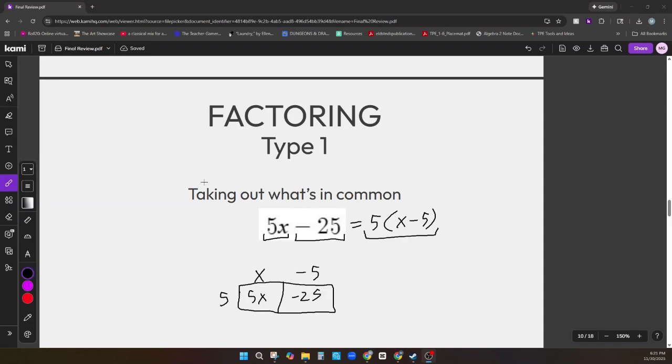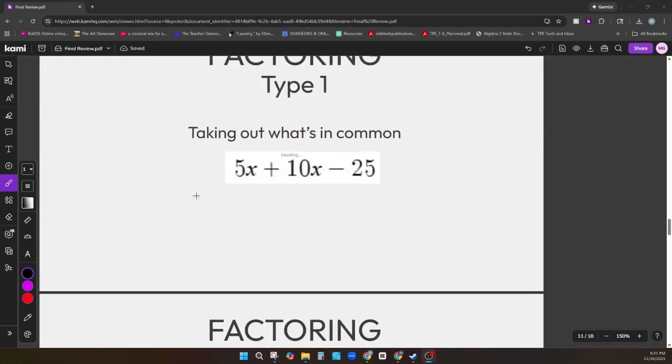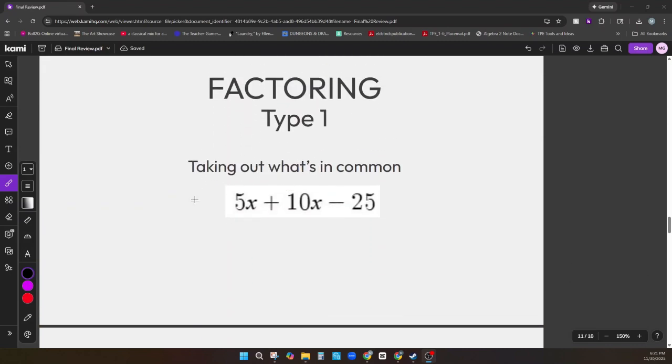Okay, so that's one example. Let's take a look at another type of example. The first example given only had two terms. This one has three terms, but the way we approach this is the same. So once again, I'm trying to see, do these terms have anything in common? So I'm looking at 5x, 10x, and negative 25.